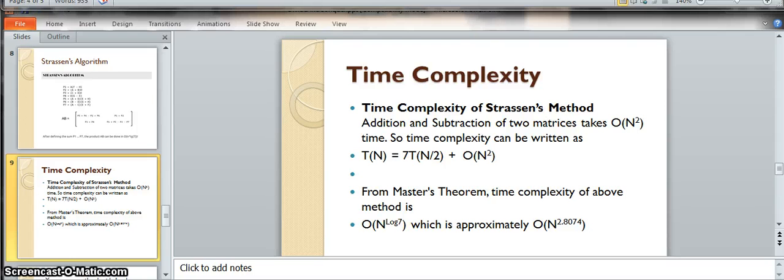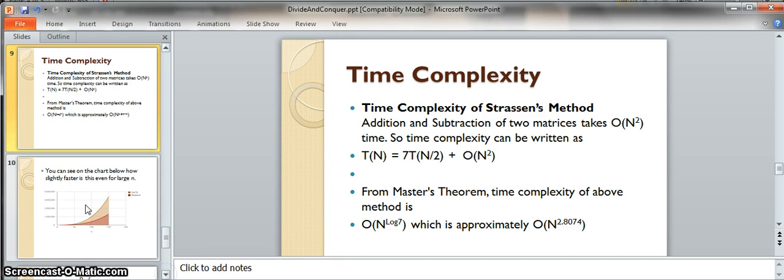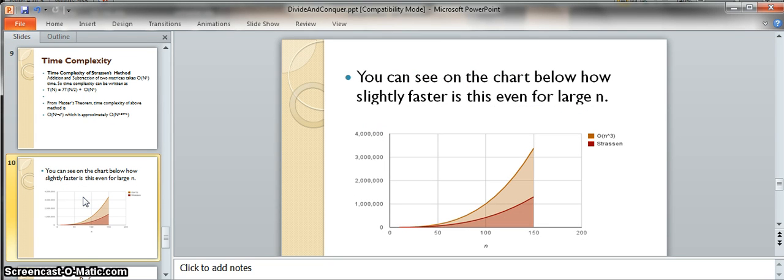We can see the chart in the next PPT showing how slightly faster this is even for large values of n.